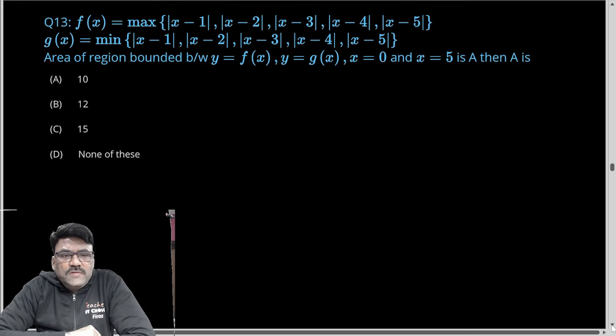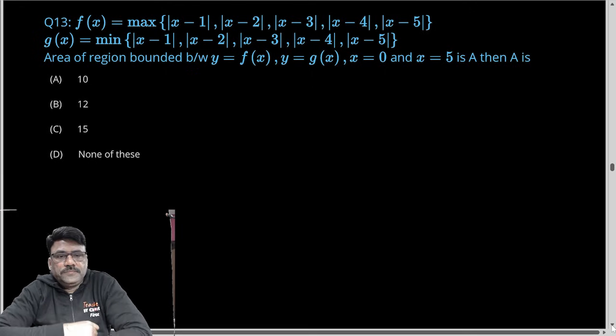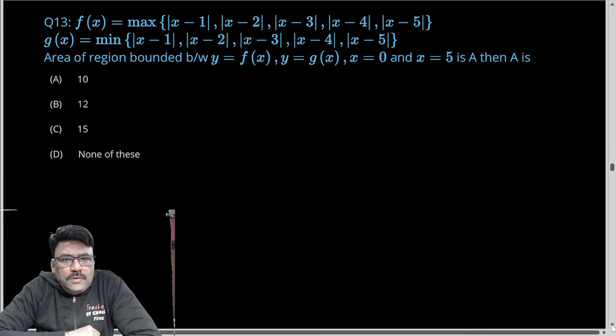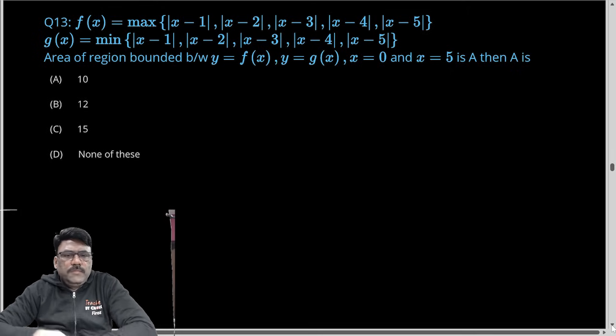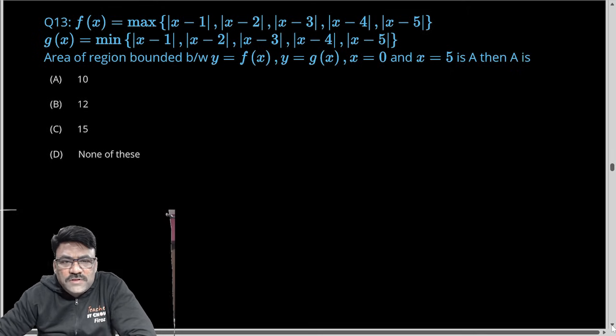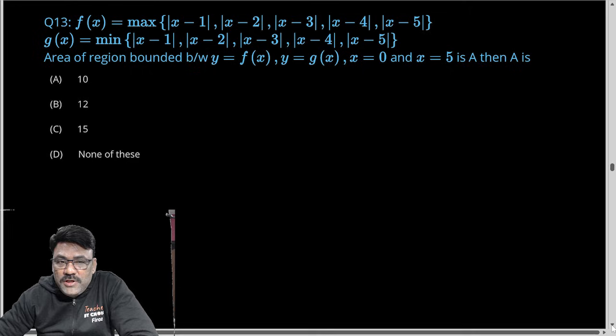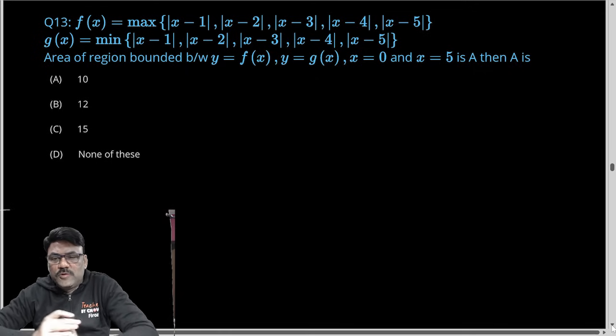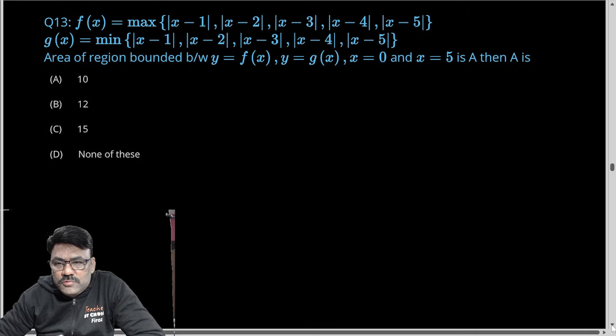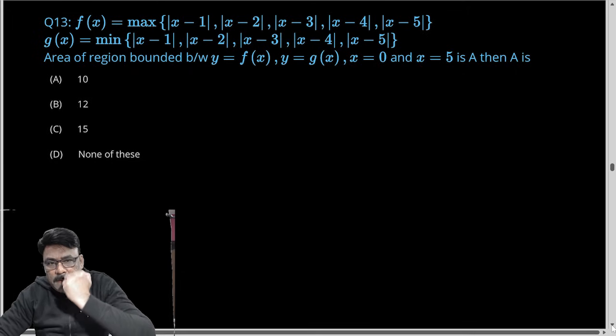Okay, let's see this question. This is from area. So f(x) is the maximum of these 5 functions: mod x minus 1, mod x minus 2, mod x minus 3, mod x minus 4, mod x minus 5. And g(x) is the minimum of these 5 functions. So what will be the area bounded by f(x), g(x), x-axis, and x equal to 0, meaning the y-axis, from 0 to 5? From 0 to 5, the area bounded by these two curves, or you can say the area between these two curves.